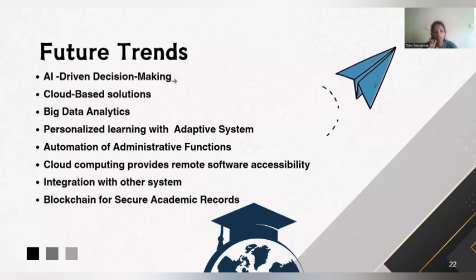And the third one is big data analytics. And the fourth one is personalized learning with adaptive systems. And the fifth one is automation of administrative functions.